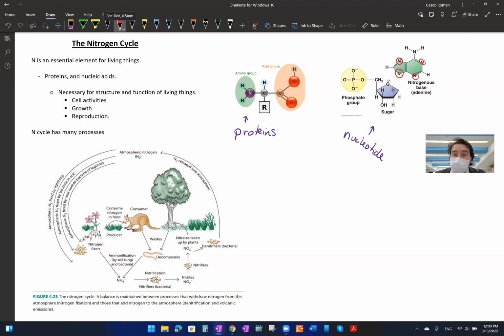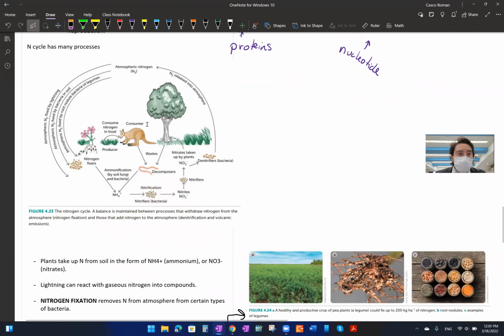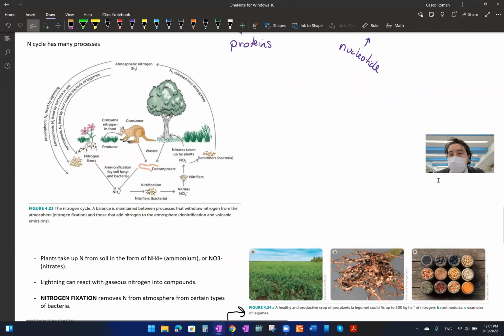Of course, these nucleotides are the building blocks of DNA, and we all know the importance of DNA. It houses the information to create the proteins to give us the structure and the function that we need for our body to thrive, right? So nitrogen, very critical. Okay, and the nitrogen cycle, of course, has many processes similar to the carbon cycle, right?